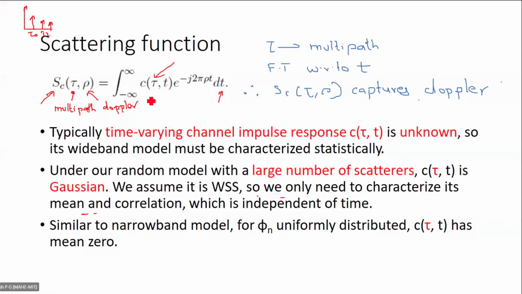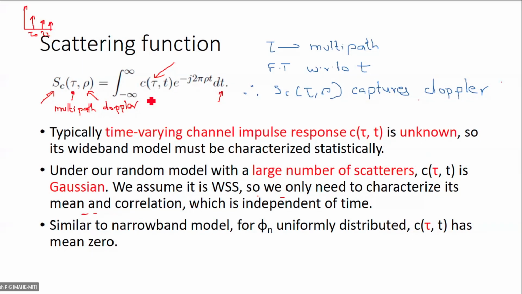Yes, so basically, SC of tau comma rho is telling us that for any given frequency, how much delay it's experiencing because of scattering on the multipaths.